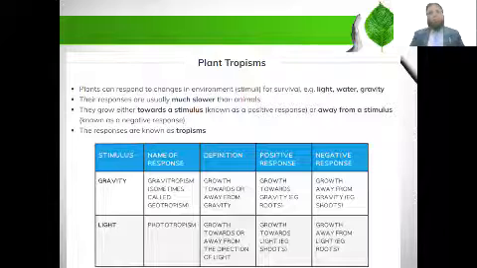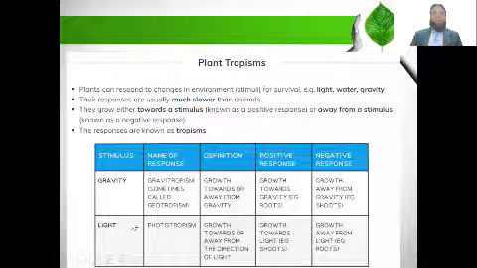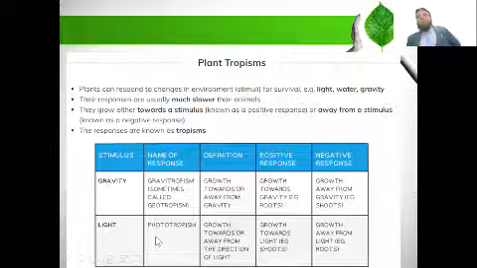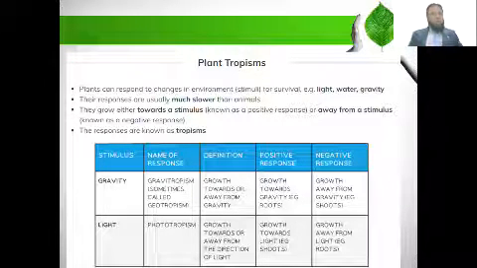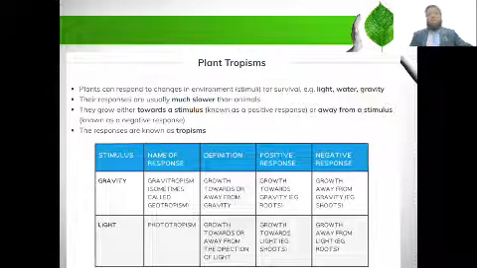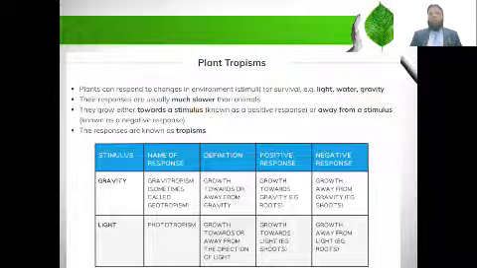If a part of the plant is moving due to gravity, it is called gravitropism. If it is moving towards gravity, it is called positive gravitropism. If it is moving away from gravity, it is called negative gravitropism. In the same way, if some part of the plant is moving towards the light, it is called positive phototropism. If it is moving away from the light, it is called negative phototropism. You know very well that the movement of the roots is positive gravitropism but negative phototropism.